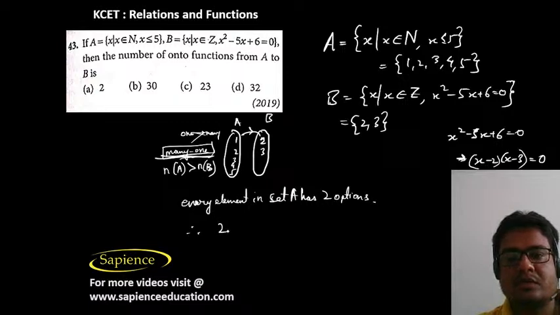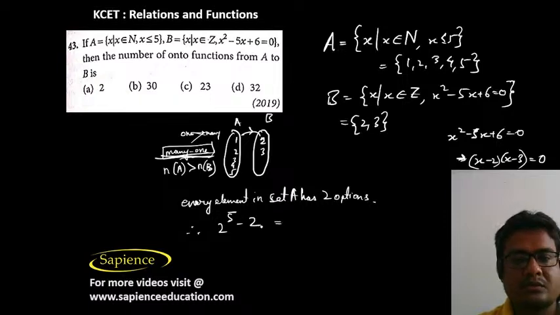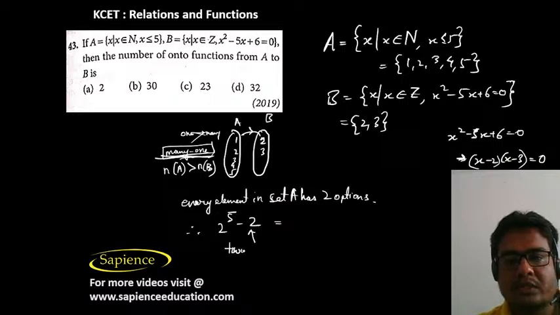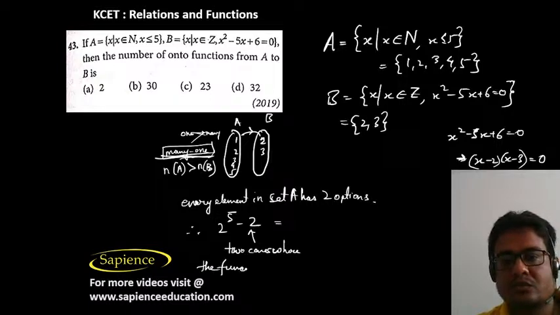Therefore the answer will be 2 power 5 minus 2. Why should I subtract these two? These are the two cases where the function is not onto. In the first case all the elements in the set A are mapped with 2 and in the second case all the elements are mapped with 3. So those two cases I should remove, since in that case the function will not be onto.